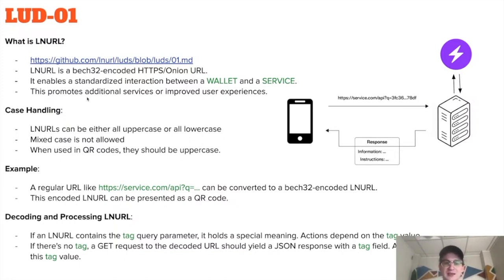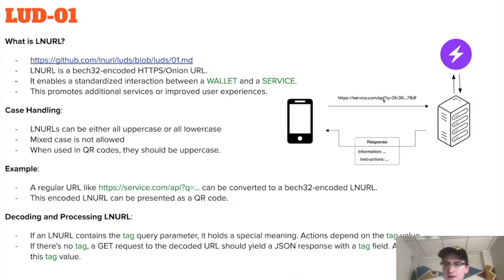So it enables a standardized interaction between a wallet and a service. This promotes additional services or improved user experiences. So the wallet, that's the phone in this example, and the service, this service is basically our server that communicates with our Lightning node. So that's all it is. It's just a gateway that stands in between any wallet and app and then our Lightning node.